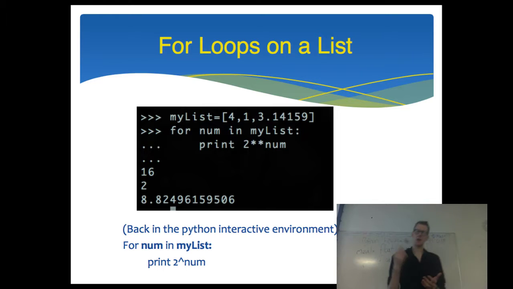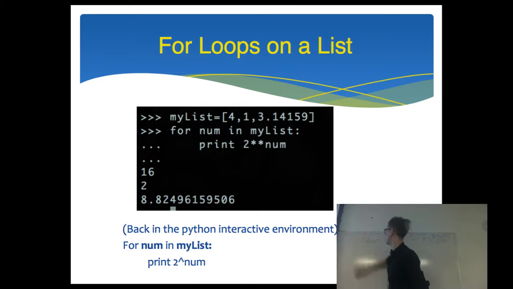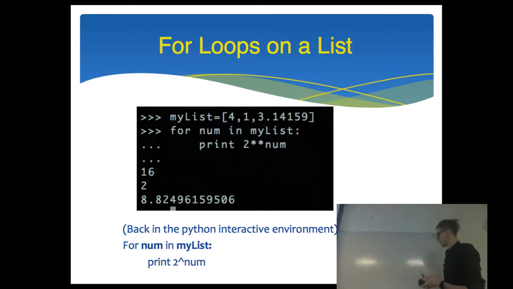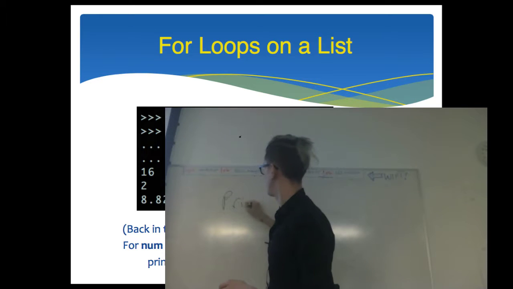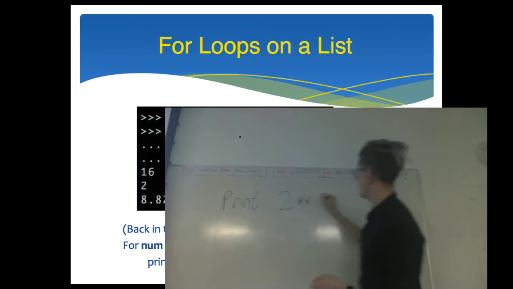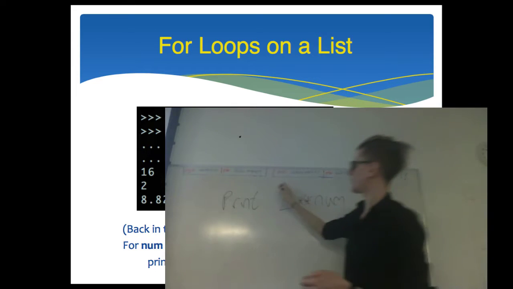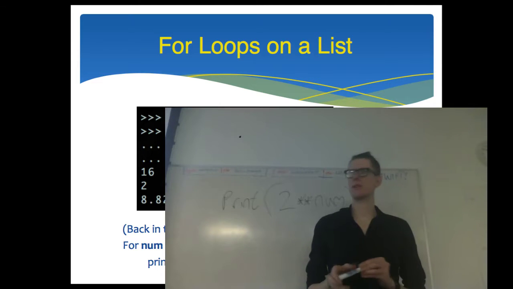So one thing I want to remind you of is not to be lazy like me. If you want to write code that can run in Python 3, even if you're not running Python 3 right now, rather than print 2 to the power of num, it's a good habit to put these brackets around it to make sure it works in Python version 3.